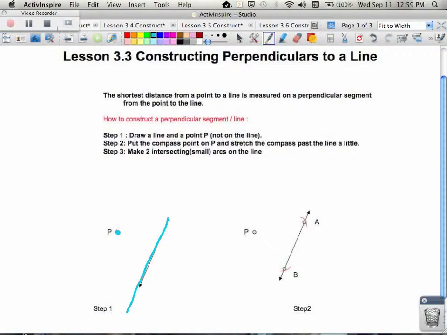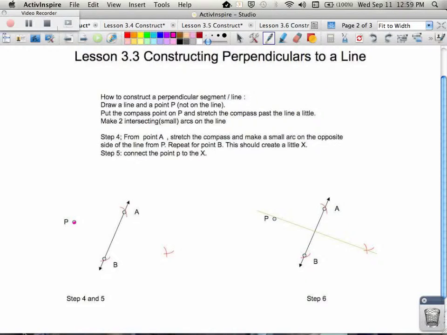What you're going to do after you've been given this, or you have to draw this, is step 2: you're going to take your compass and place it on point P. You're going to stretch your compass about 1 centimeter past the line. So from the point, put your compass point on there, your pencil gets stretched about 1 centimeter past the line, and then you're going to make an arc. So I put my compass point on P, and I stretch it a little bit past the line, and I make an arc past the line. So that's step 2.